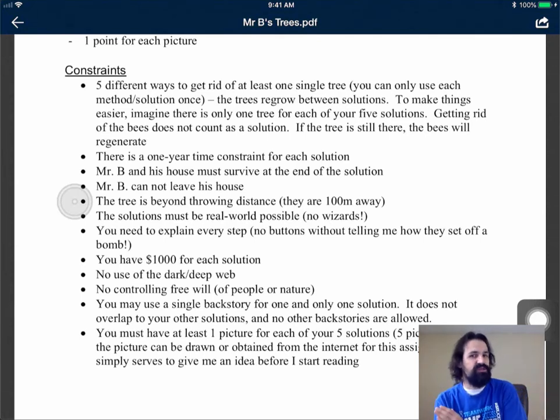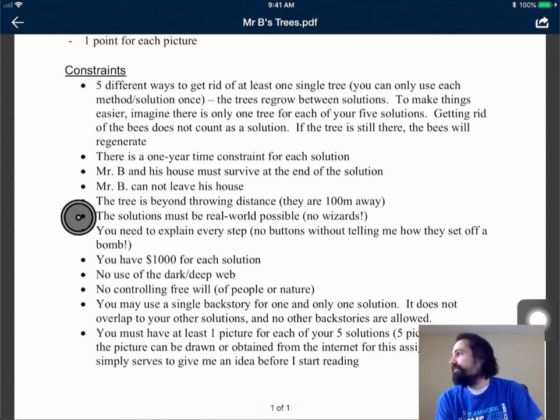I'm going to define it as 100 meters away. Even if you find a way to throw it more than 100 meters with your arm, it's still not allowed. You cannot throw. I'll rephrase it like that. The solutions must be possible. No wizards coming and blowing the snow off of my driveway or magicking the snow off of my driveway.